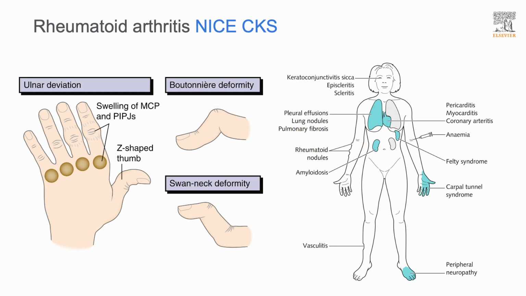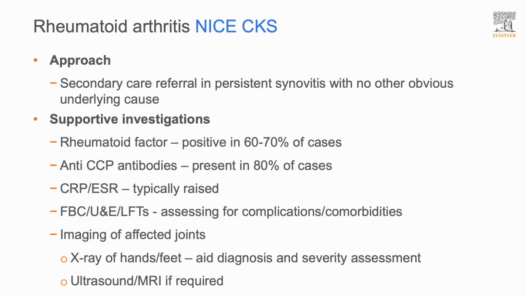Without effective treatment, rheumatoid arthritis is destructive and can result in progressive hand deformities. The typical ones we see are ulnar deviation, boutonniere deformity, Z-thumb and swan neck deformities. And there are several extra-articular manifestations of rheumatoid arthritis seen on the right here, which can involve the eyes, lungs, heart, hematological system, and neurological system. Patients with persistent synovitis with no other obvious underlying cause should be referred to secondary care for suspected rheumatoid arthritis.